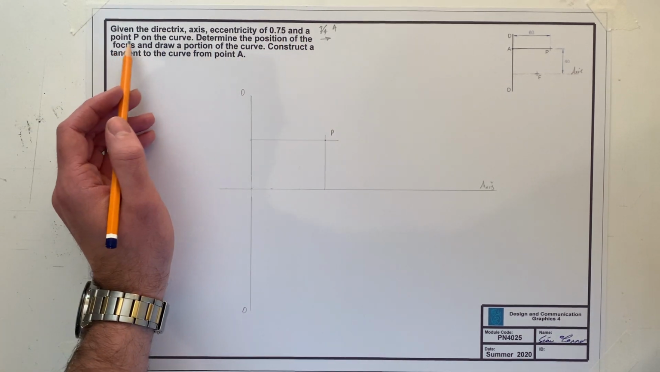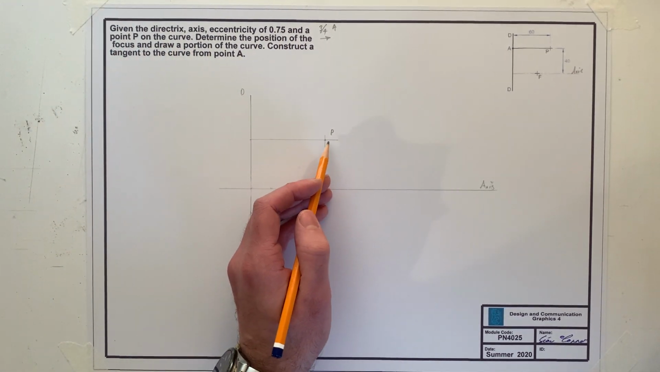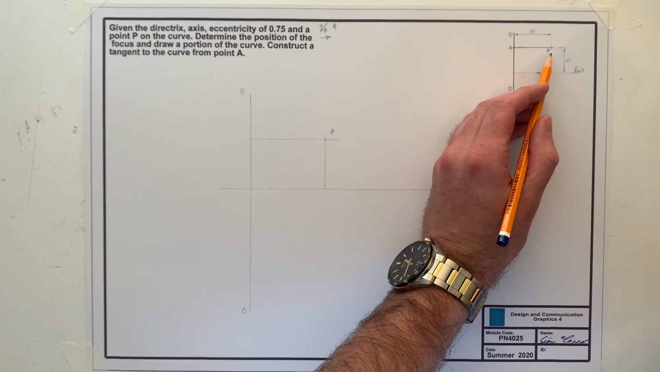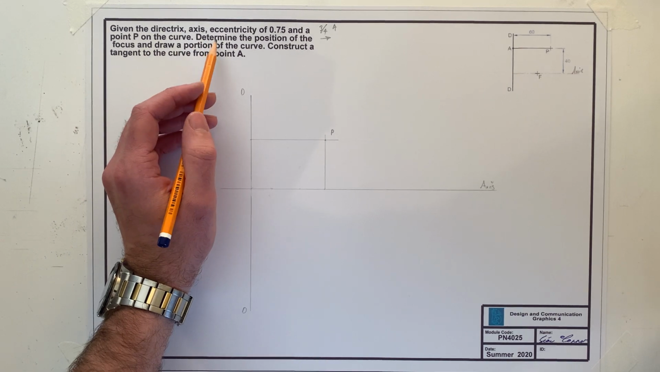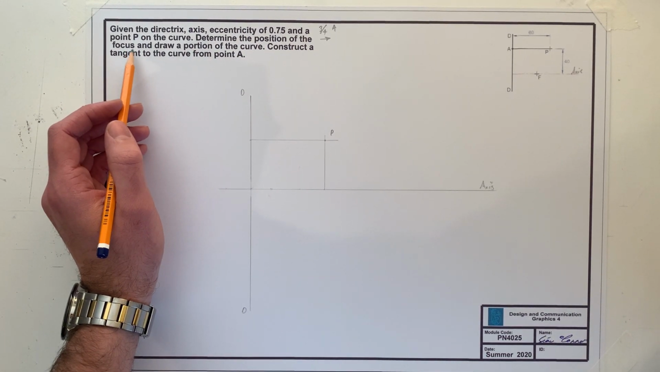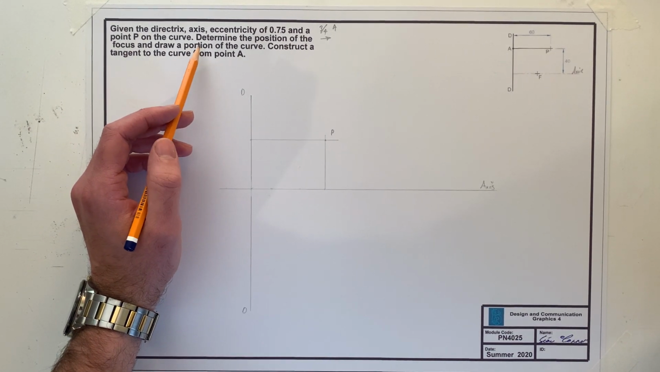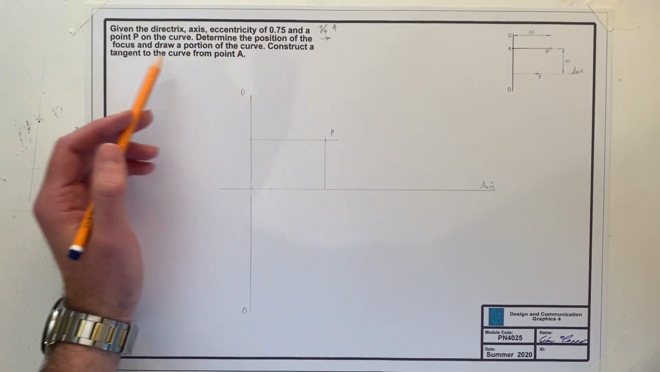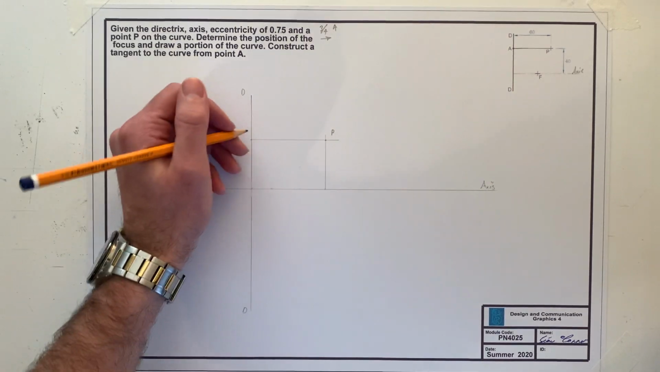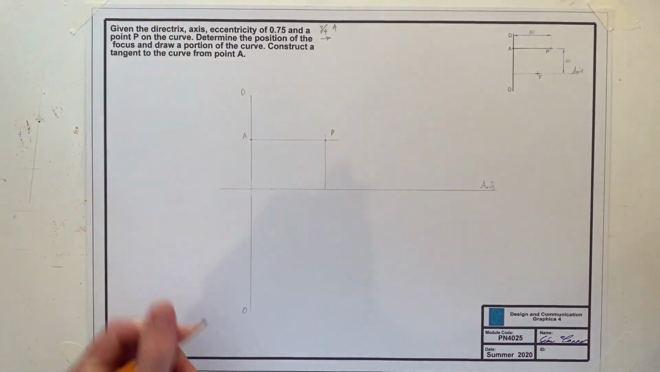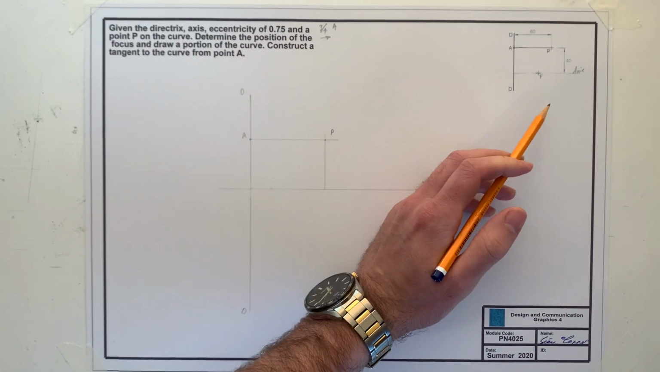And point P on the curve. So we have point P, which I've drawn out here, which is above here, which is going to be a point on the curve itself. Determine the position of the focus and draw a portion of the curve. Construct a tangent to the curve from point A. Okay, point A is going to be here, so that's going to be A here.